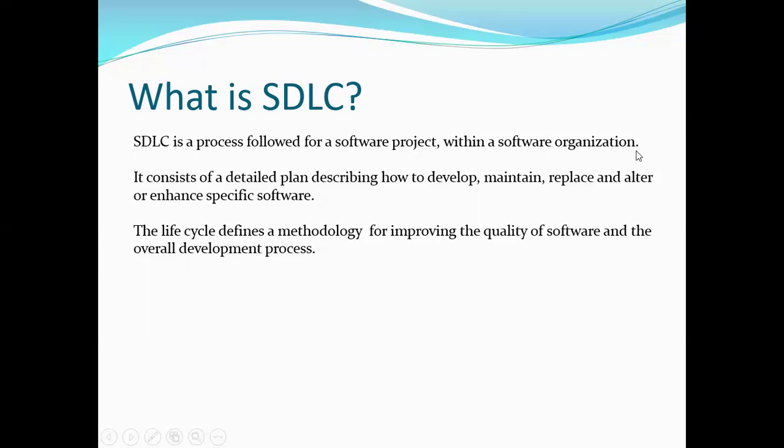What process are we following? SDLC, software development life cycle. It consists of a detailed plan describing how to develop the project and how to maintain it. In case we want to change anything on the project, we can replace it. And alter means that if something is not working, we need to go for an alternate solution. And to enhance specific software, we need to use SDLC.